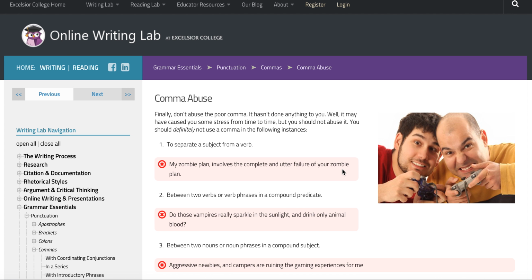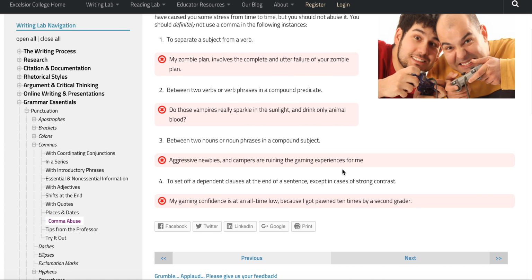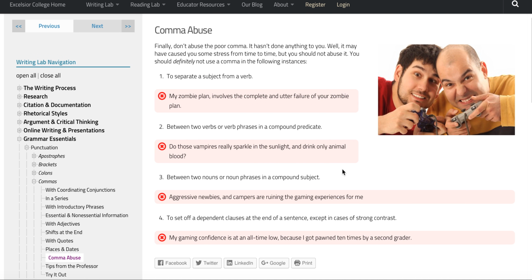The last thing I want to talk about is just comma abuse. One of the things that I like to tell my students is you can go through your paper and circle your commas. Then look at the list of comma rules. I'm going to post this web address for you from the Excelsior College OWL so you can come back and review these comma rules on your own.